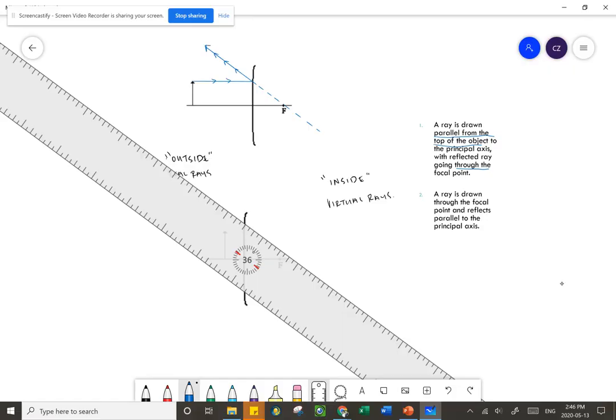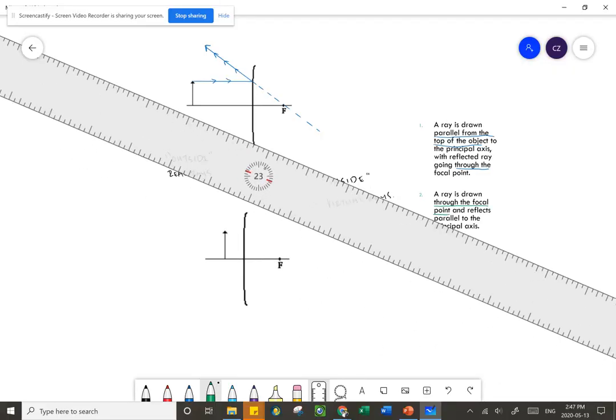Okay, it went into the mirror parallel to the principal axis, and it bounced off the mirror. I knew the angle that it bounced off because it went through that focal point. Okay, now the next line that it says, I'm going to do this one in green just like the diagrams. It says a ray is drawn through the focal point.